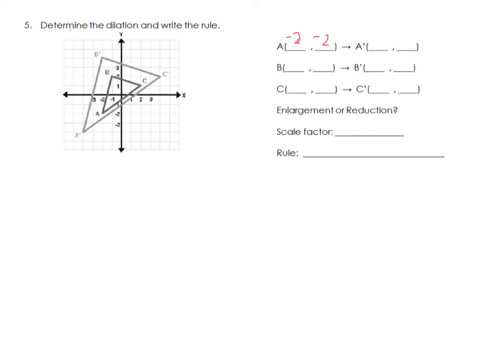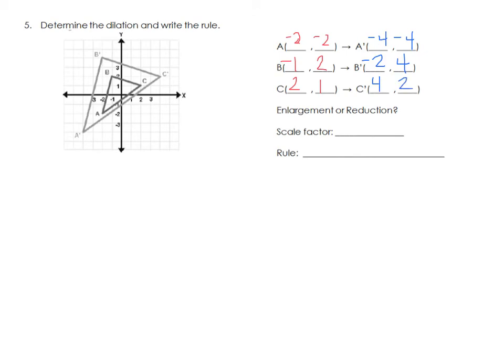B is -1, 2. And C is 2, 1. A prime is -4, -4. B prime is -2, 4. And C prime is 4, 2.